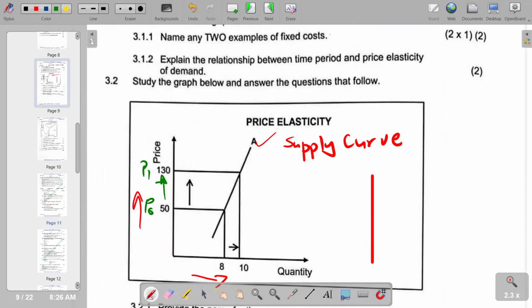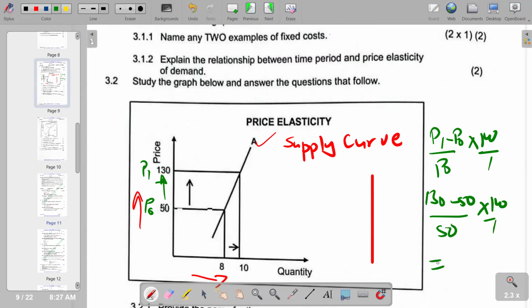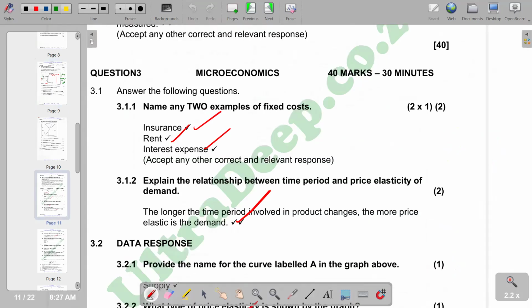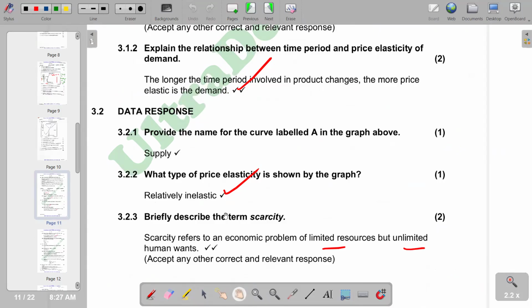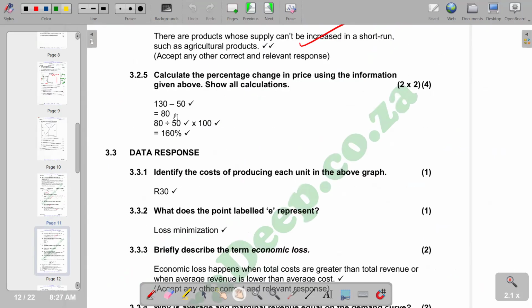So the percentage change that we are having there, obviously, we are going to have our P1 minus P0 over P0 times 100 over 1. So obviously, our P1, we are having it as 130. We subtract 50, which is our P0, and then we divide by P0, which is 50, multiplied by 100. So we do that, we're going to see that we get your answer is 160%. This is the same calculation that we have here. Whereby we are saying 130 minus 50, then we get 80, we divide it by 50 times 100 to get 160. So we go to the next part of our question.